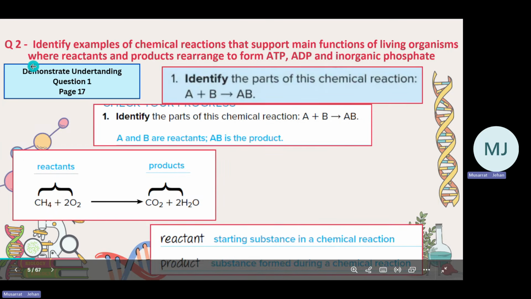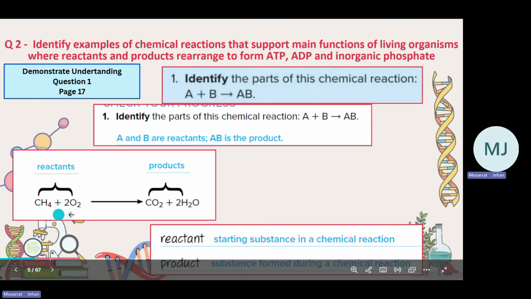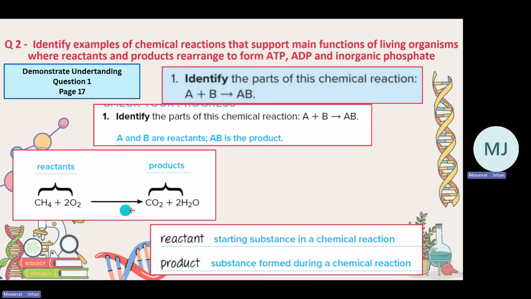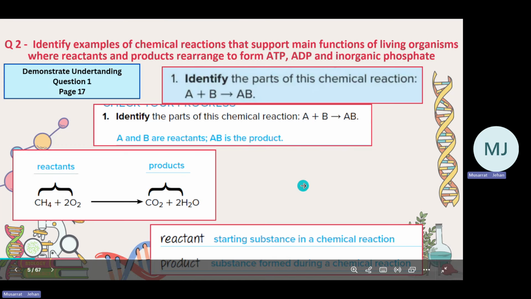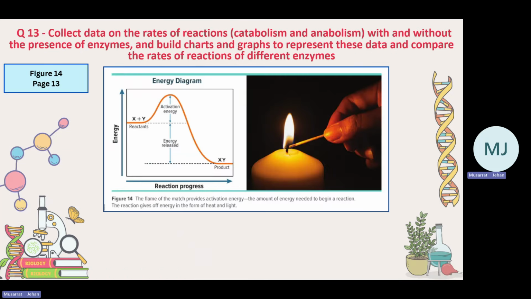So here in question number 2, they will ask you about reactants and products. You should know what reactants are. You know that on the left side are the reactants and on the right side are the products. So in this case, CH4 plus 2O2 are the reactants, and CO2 and H2O are the products. Reactants are the starting substances, and substances that are formed are called products. This is what will be asked from the first lesson.